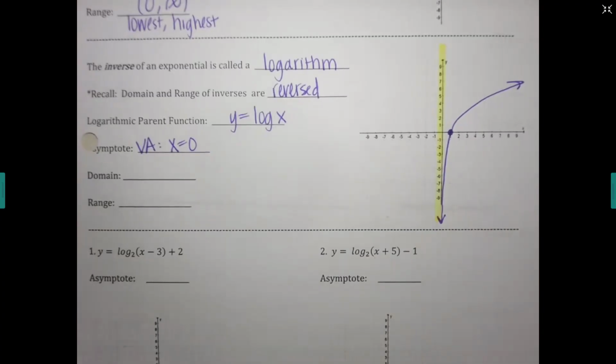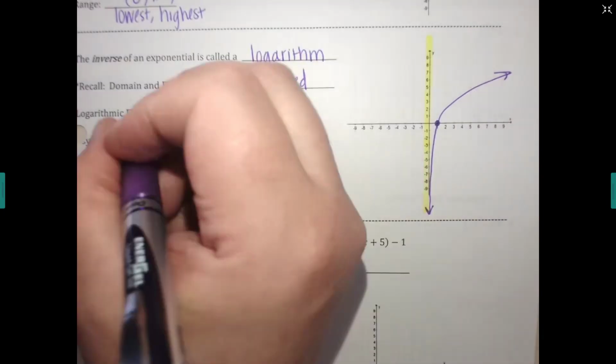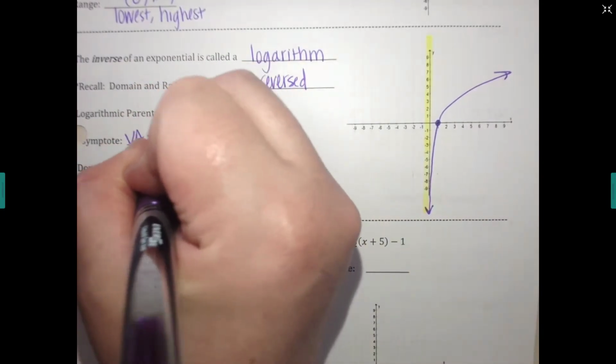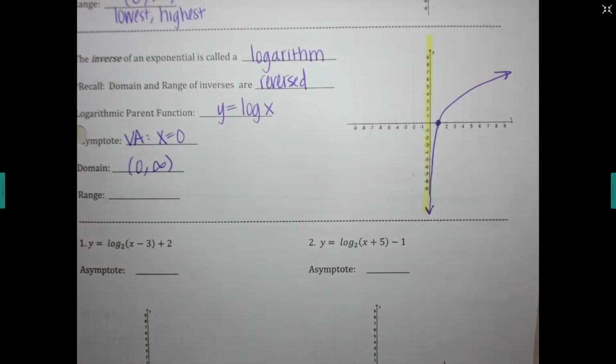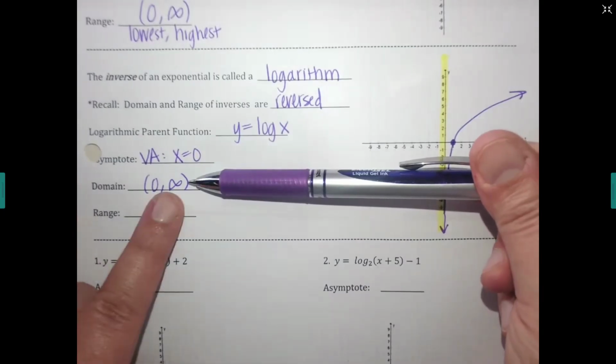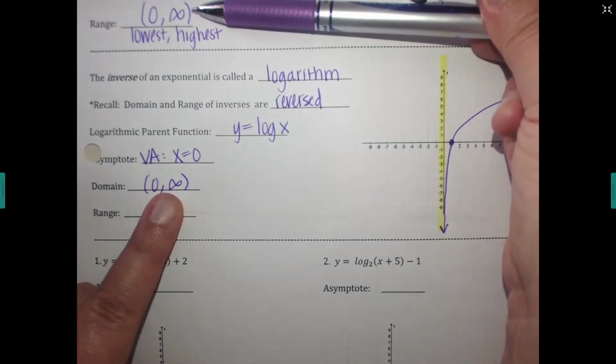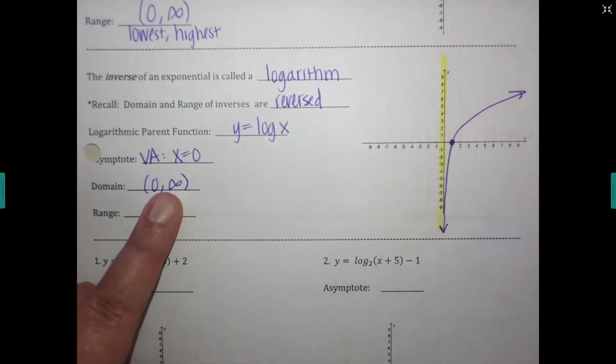Okay, let's talk about domain and range. Domain is left and right. How far to the left can this graph go if it can't cross this line? 0. But it can go to the right to infinity. And I want to point out that your domain is your old range. Why? Because the x and the y are flip-flopped. Then for my range, I go down forever, up forever.